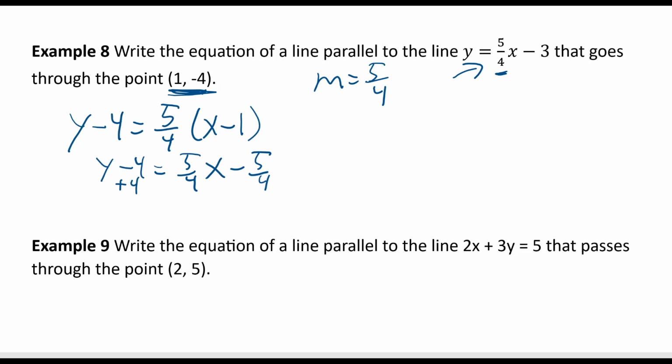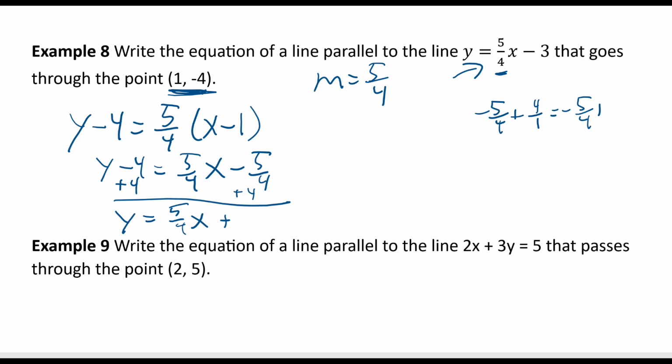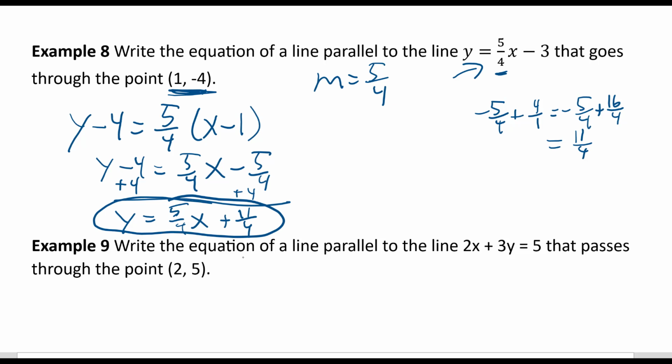Then we add 4 to both sides. So y equals 5/4 x plus, now think of this, I've got a -5/4 plus 4 over 1. That's -5 over 4 plus 16 over 4 to get the common denominator. So I get positive 11 over 4. This is the equation of the line that is parallel to y equals 5/4 x minus 3 but passes through (1, -4). In example 9, we're going to write the equation of a line parallel to 2x plus 3y equals 5 that passes through (2, 5).